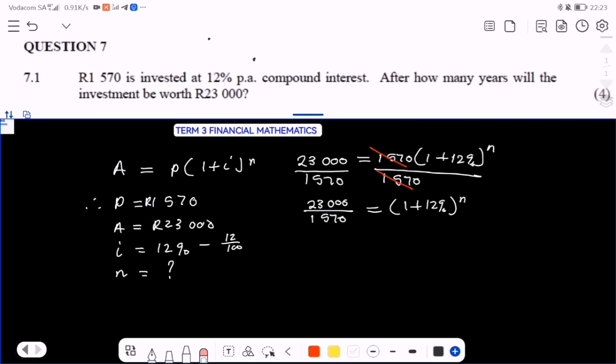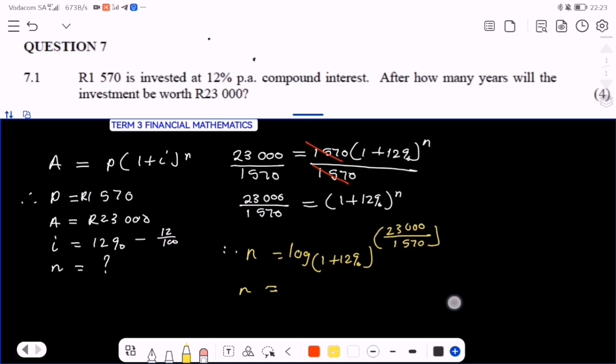So I'm going to use the logarithm form in order to make n the subject of the formula. How? I'm just going to say n is equal to, converting this equation into logarithm form, n equals log base 1 plus 12% of 23,000 divided by 1,570. Then the value of n, I am going to get it here at the end.